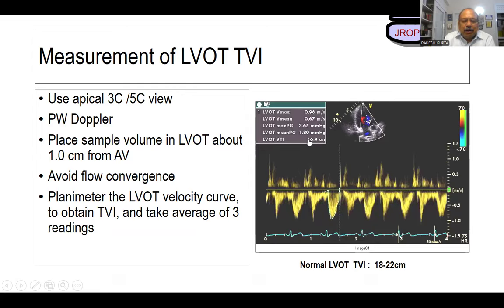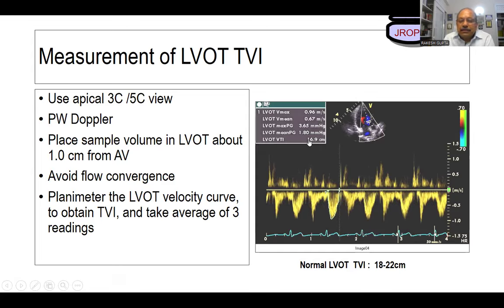Divide this 46 by body surface area. Suppose the body surface area is 2. The stroke volume index would be 23 ml per square meter of body surface area. Anything less than 35 is considered abnormal. Not 34, 35. Now, the next step: this is the stroke volume, absolute value 46 ml. If you multiply this stroke volume by heart rate, you will get the cardiac output.